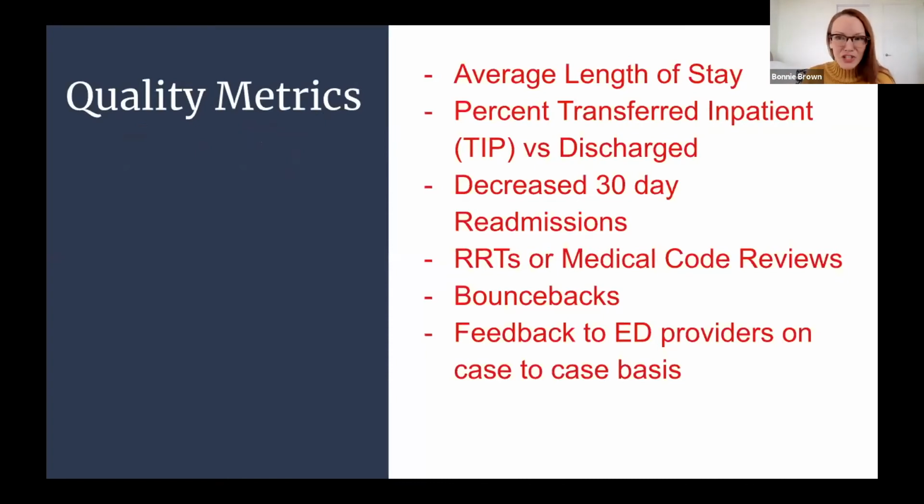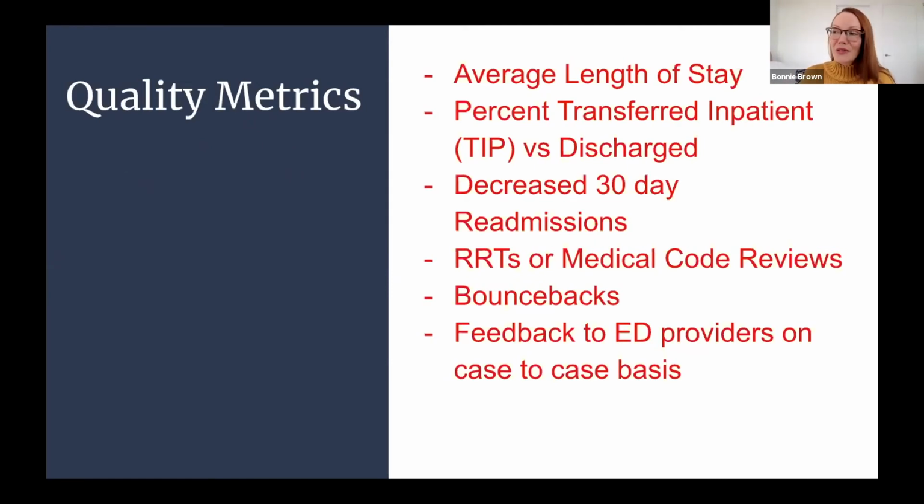I look at a whole list of quality metrics every month, but the most important ones, I look at our average length of stay. So our average length of stay is about 16 to 18 hours. Luckily, I'm happy to say we do keep it under 24 hours.